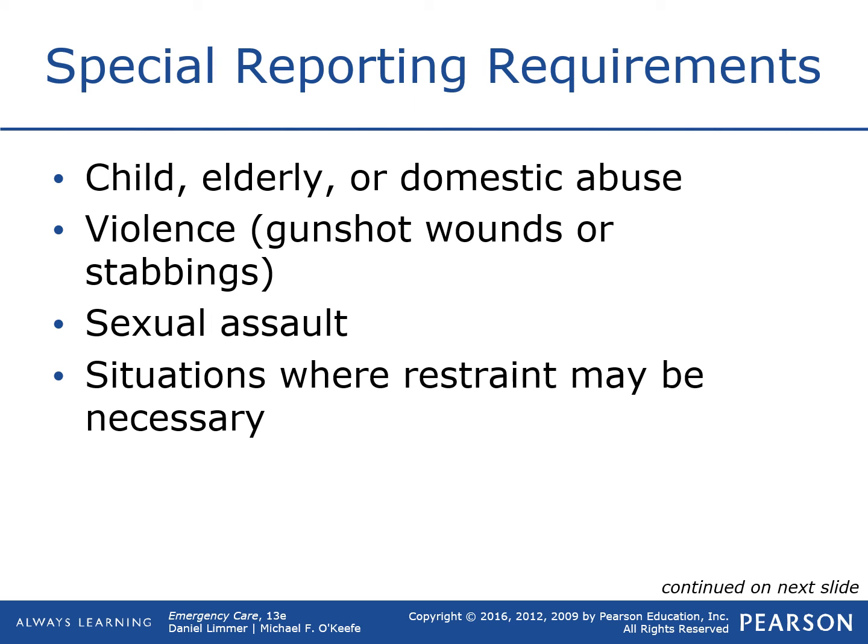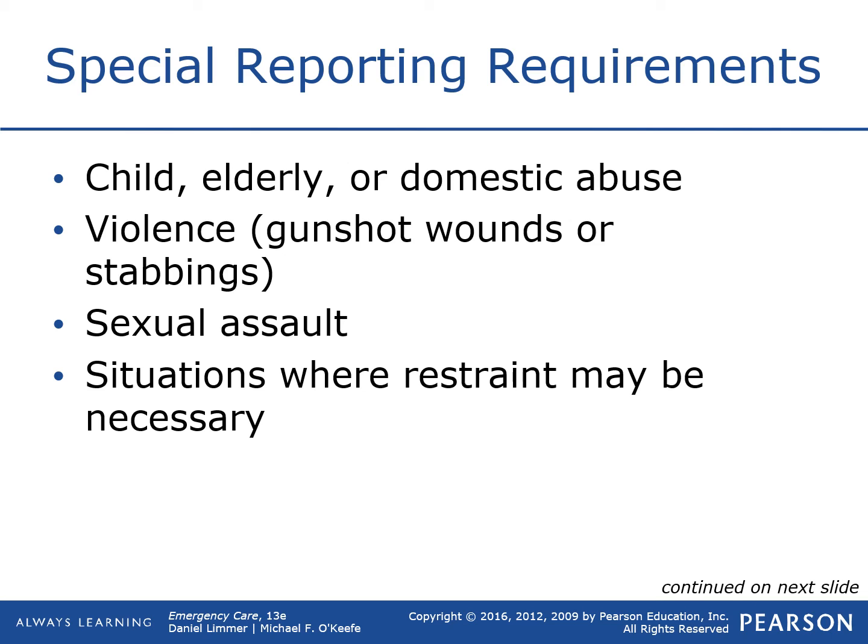So some special reporting requirements. Child, elderly, or domestic abuse, oftentimes we have to report that. One thing that we definitely have to report about is child abuse. In New York State, we are what's called a mandated reporter. That means if you see child abuse happen, you are mandated, required by law to report it. And if you end up failing to report it, and someone finds out that the abuse happened and you saw it and you fail to report it, you can be legally held liable for that, both civilly and criminally.